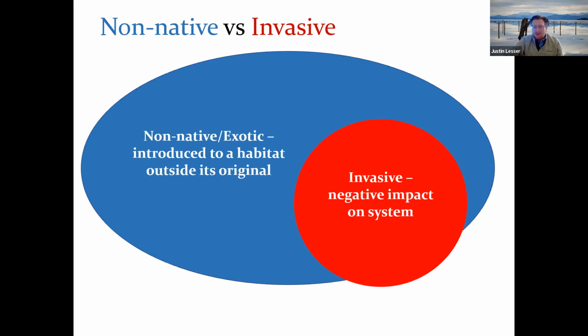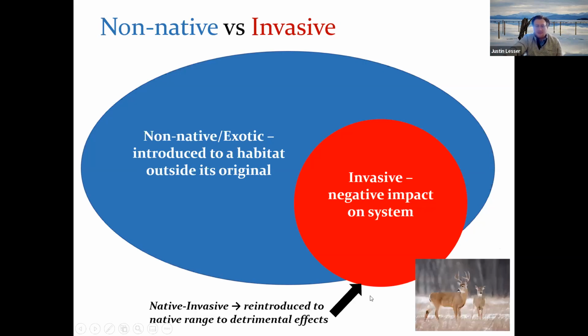You'll see in this diagram that there is a little bit hanging off of the bigger non-native bubble. Those are this idea of native invasives, where something might have been extirpated or removed and reintroduced to their native range and are causing detrimental effects on the ecosystems there. Something like deer that might have been completely gone, coming back, wreaking havoc on native plants and things like that.